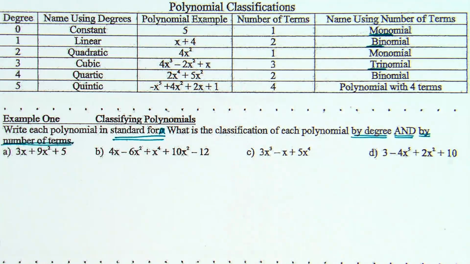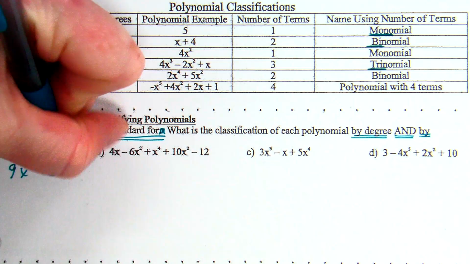So thoughts on standard form on part A. Do we just reorganize it so it's 9x squared plus 3x plus 5? Throw the squared in there and you got it. Oh yeah. So reorganizing it, write it in order from highest power to lowest power. This one is 9x squared plus 3x plus 5.